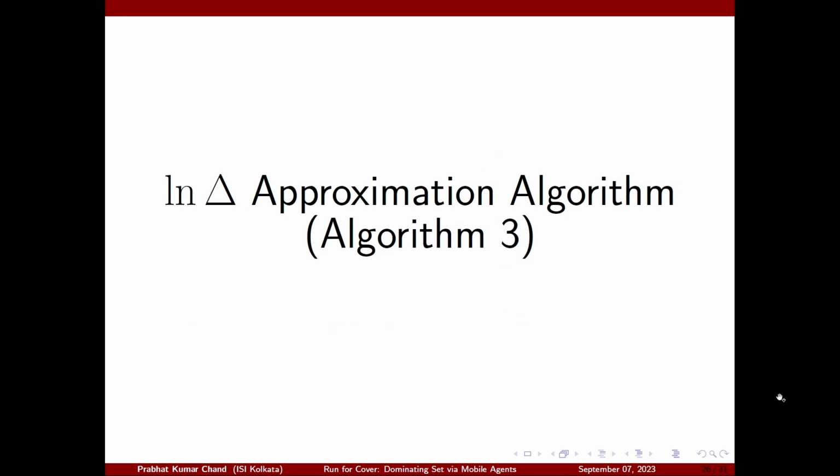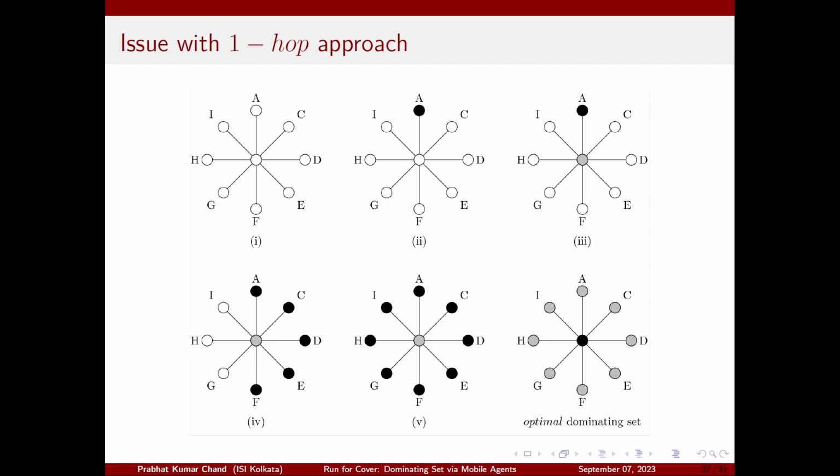Now, we come to our ln delta approximation algorithm. In some particular graphs like the star graphs, if you apply our previous rooted case algorithm, for example, consider this star graph where all the robots are initially at the root node A, then we end up having a dominating set where all the leaf nodes are in the dominating set while only the center node is covered. However, the optimal dominating set should have been the opposite.